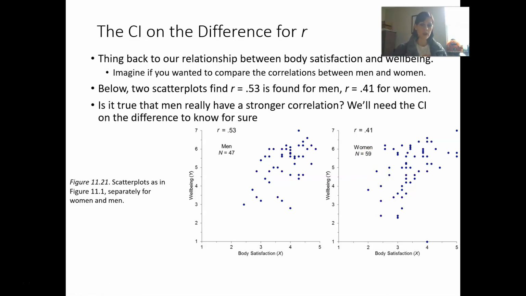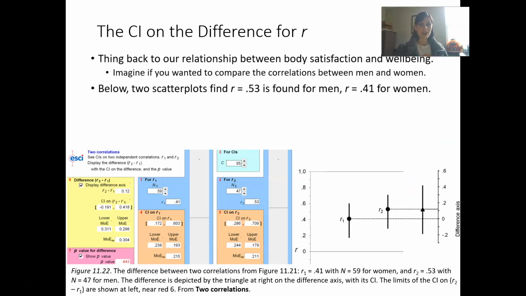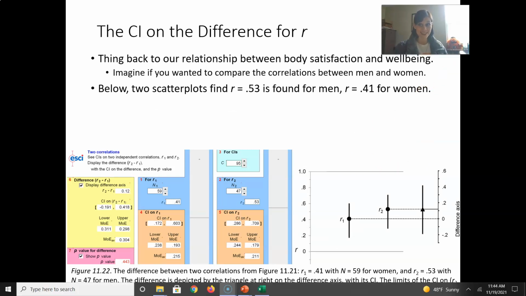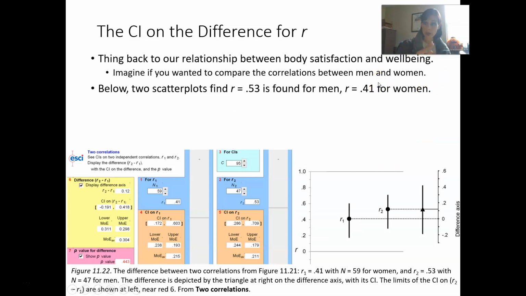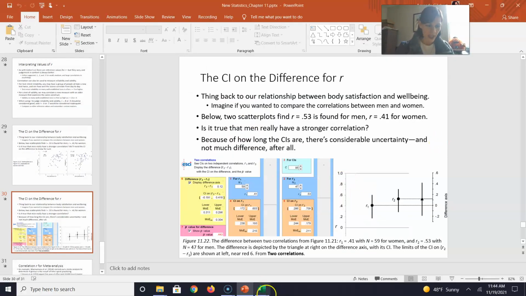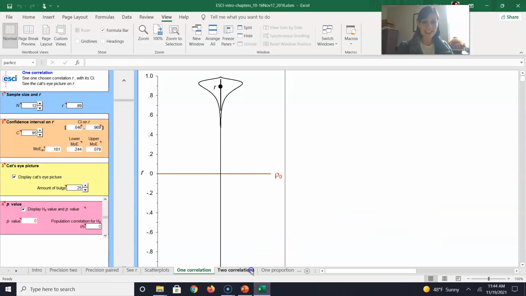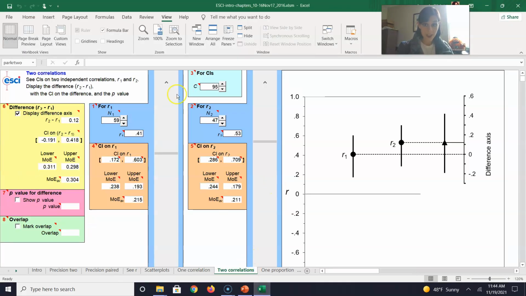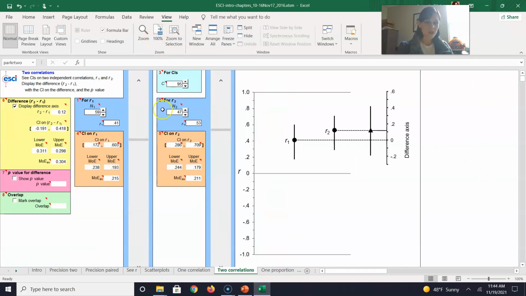So is it really true with this data that men have a stronger correlation? And in this case, we would need to get the confidence interval on the difference to know for sure. So again, we're going to do this in ESCI. So when we want to compare two different correlations, we would want to look at the confidence interval for the difference. So here, let's go ahead and take a look in ESCI. And thankfully, we are almost done with this. And again, I would not expect you to do this by hand. ESCI can do this for you.